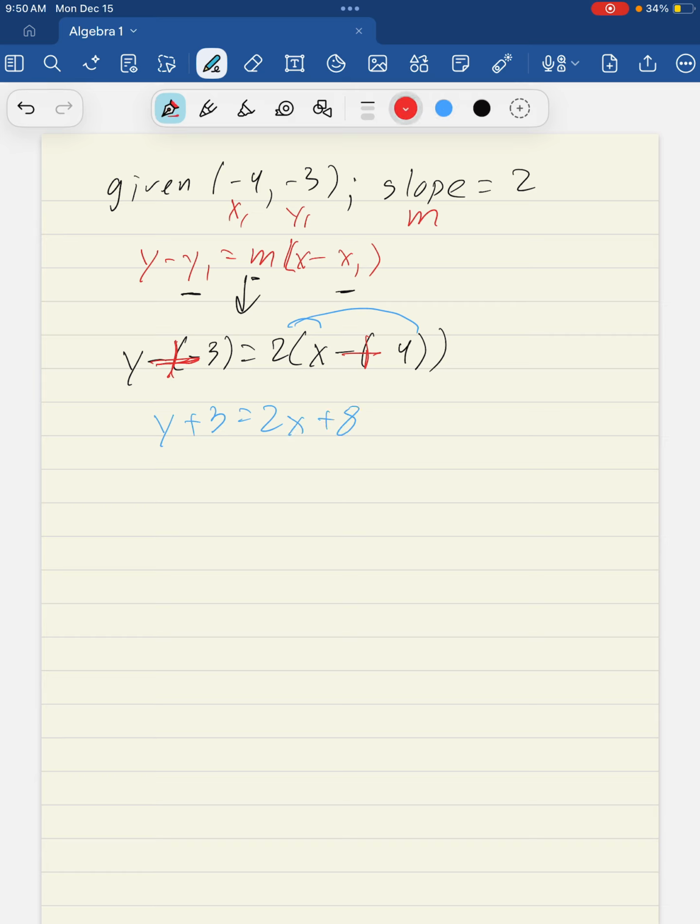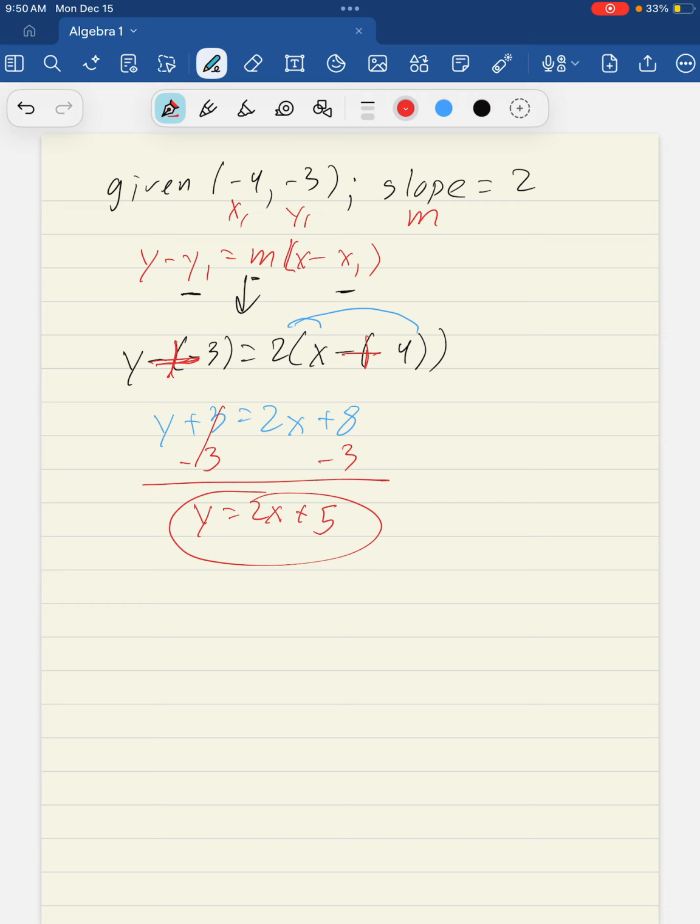And last but not least, I isolate my y. So I minus 3 both sides. And now I have y equals 2x plus 5. Ta-da. And you'll see right there, hey, our equation is back into slope-intercept form. That is the form that's usually preferred on these problems.